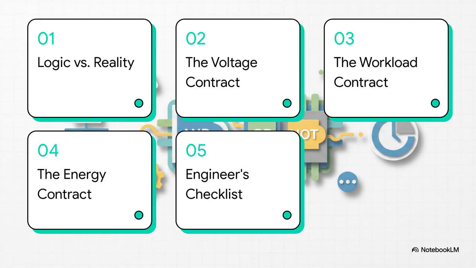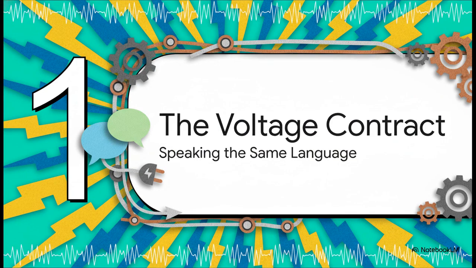So here's our game plan for breaking down this contract. First, the voltage contract, making sure everyone's speaking the same language. Then, the workload contract, which is all about how much a single gate can handle. After that, we'll look at the energy contract, or the cost of all this communication, and we'll wrap it all up with a super handy checklist for you. Okay, let's dive into our first section.